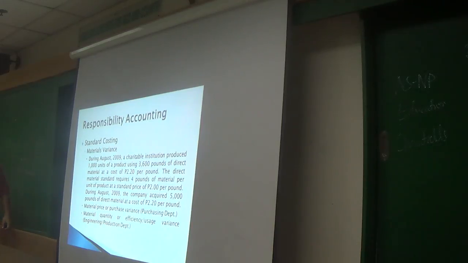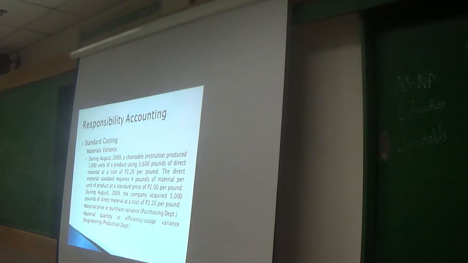So therefore, ano yung formula ng material quantity variance? Standard material minus actual material used times standard price. Now, what is the standard material? Sabi, 4 pounds per product. And how many products did we produce? 1,000 products. So the standard material for 1,000 products is 1,000 products times 4. How much? 4,000 is the standard material.